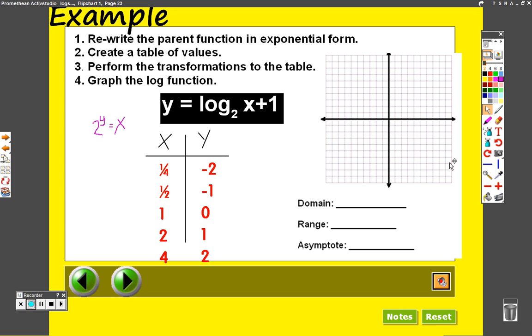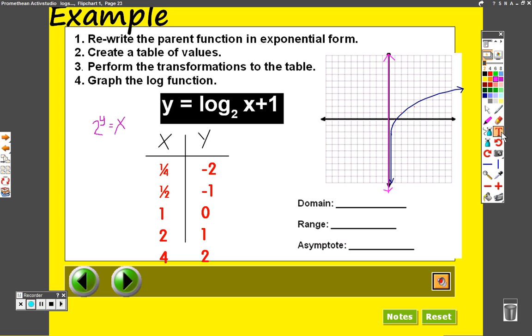Okay, so we can go ahead and plot these points. So when x is 1/4, we're about right here, and we go to -2. x is 1/2, go to -1. And x is 1, go to 0, 2, 1, and 4, 2. Alright, so our graph should look something like this. Now I also drew the asymptote right here. So as our x's get closer and closer to 0, we're approaching the asymptote.